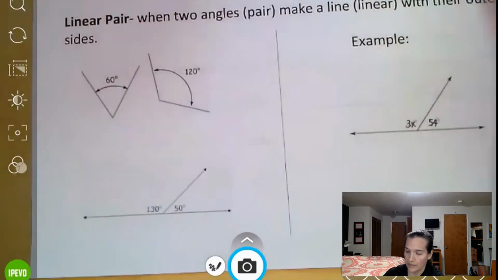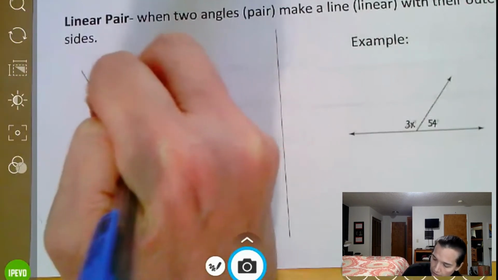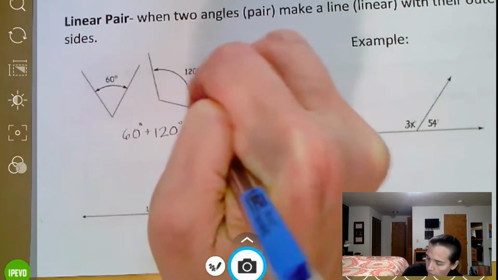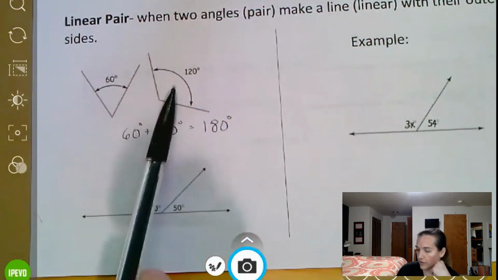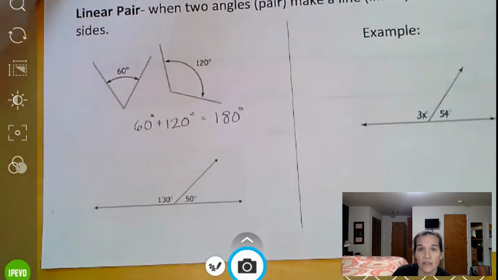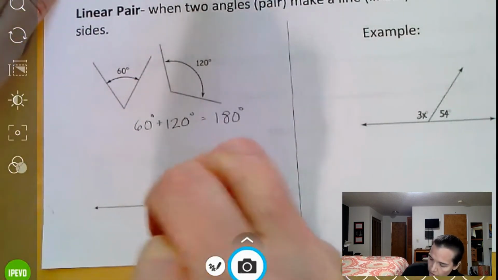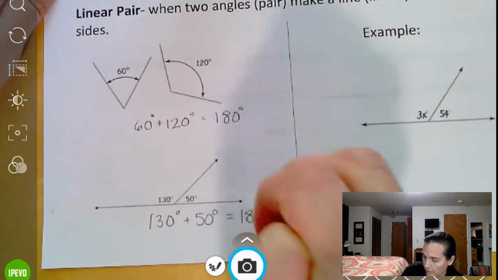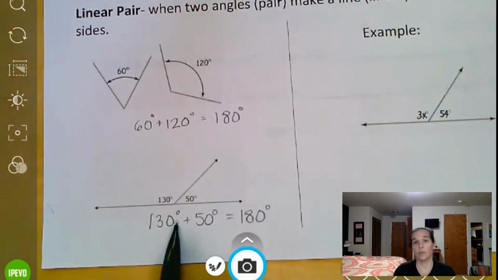So if we look back here, we've got this one. If I add 60 plus 120, I end up with 180 degrees. Therefore, these ones are supplementary. Down here, I don't know if you can see the marks, but it says 130 degrees plus the other 50 degrees that are there. Those add up to 180. So another example of supplementary angles.